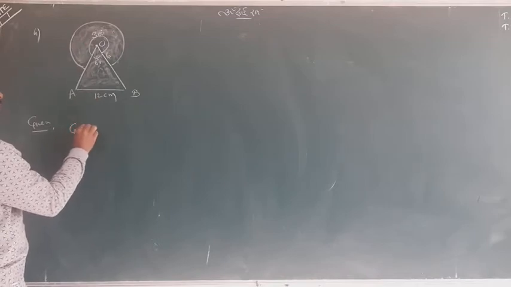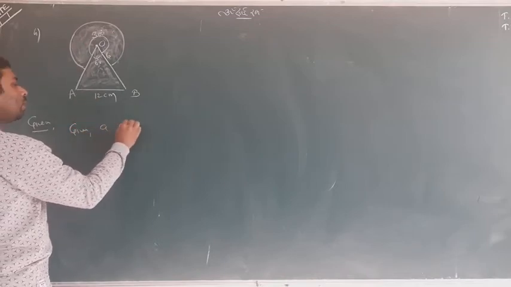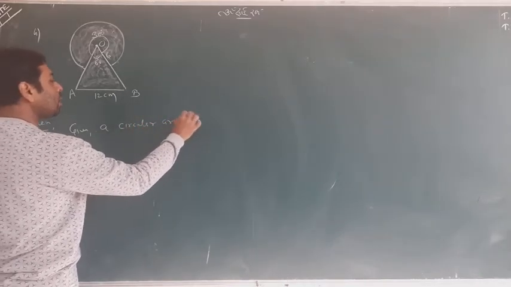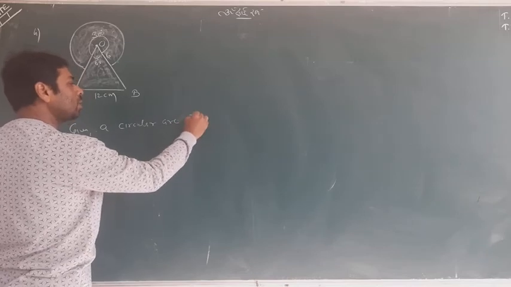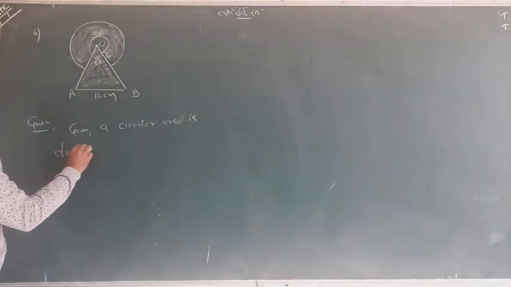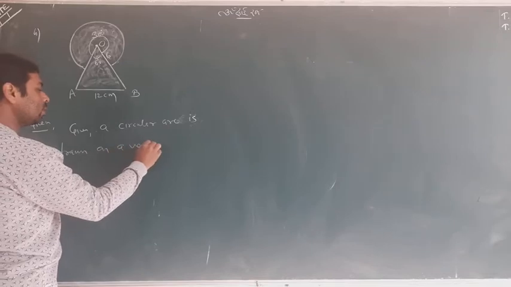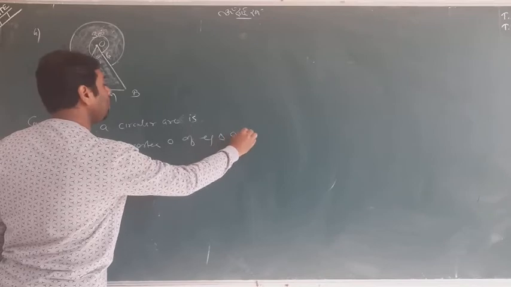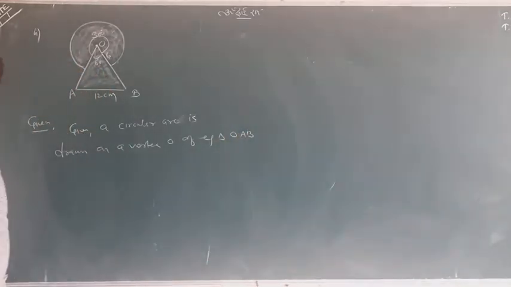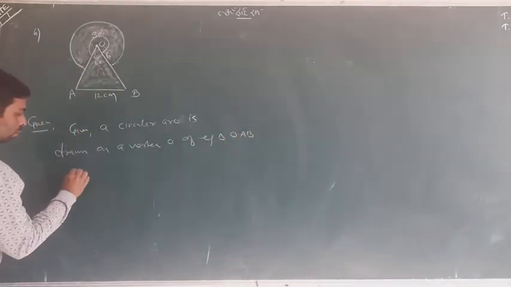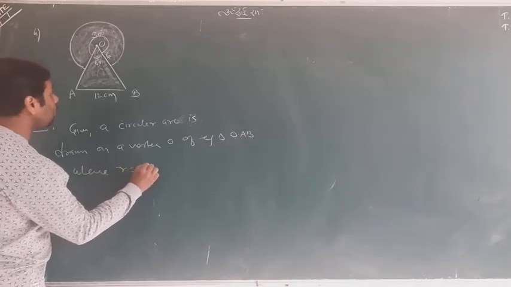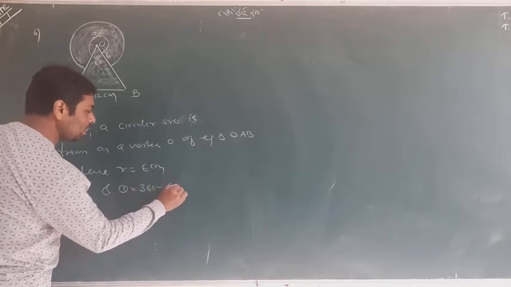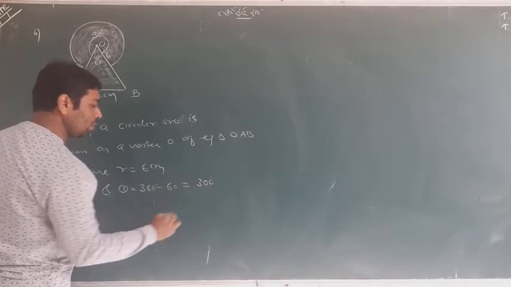It's given that a circular arc is drawn on the vertex O of equilateral triangle OAB. This is a simple sentence now, where radius equal to 6 cm and theta is equal to 360 minus 60, which is 300. Why 60?